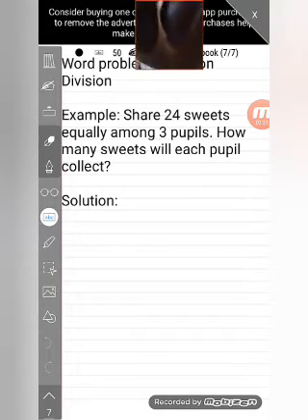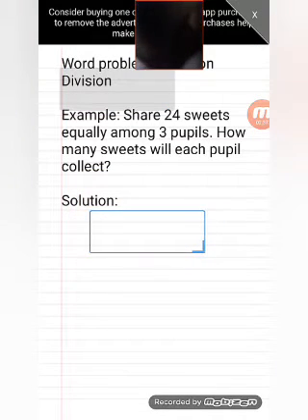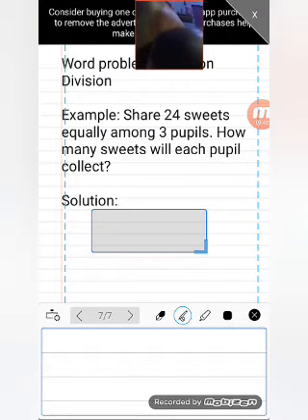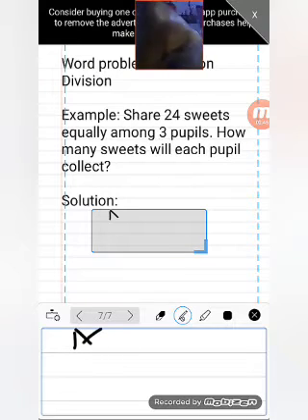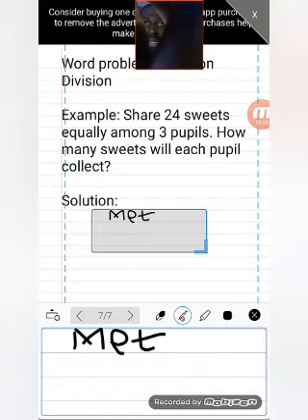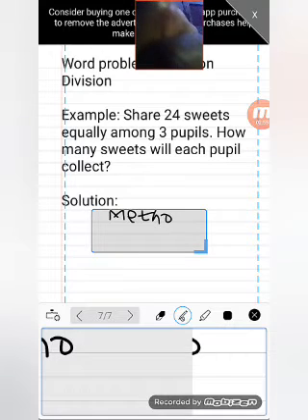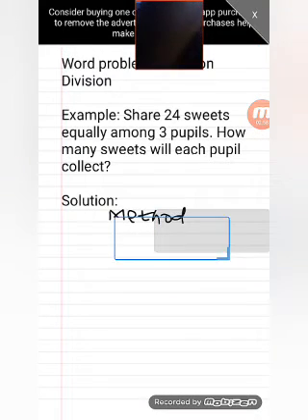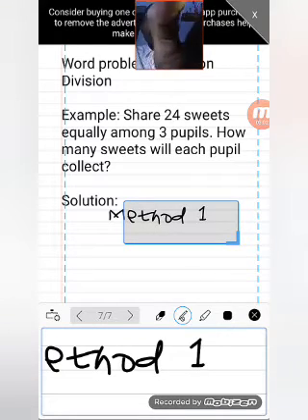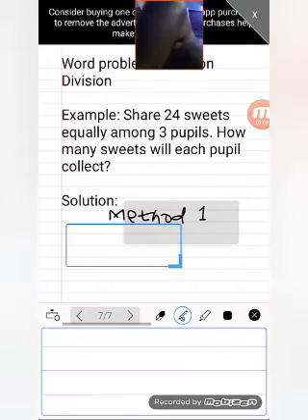Okay, we'll use the counting method. Let's use the counting method, and let me call this one method 1. Pardon my handwriting, it's hard writing on the screen. Okay, method 1. So we now want to share this 24 sweets by counting.